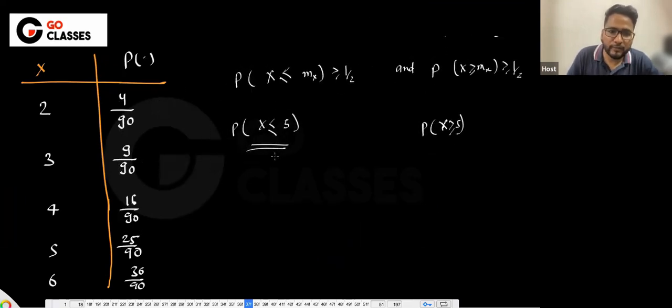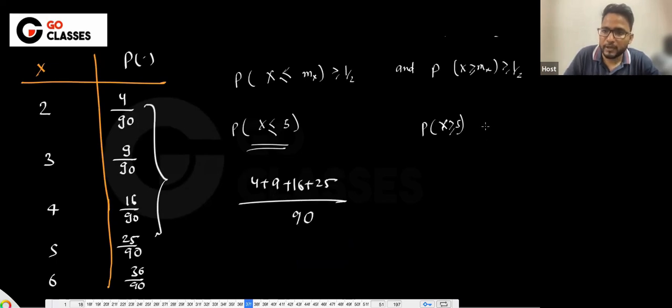X less than or equal to 5 matlab you will add all of these numbers. Just add all of these numbers. This is 4 plus 9 plus 16 plus 25 upon 90. And x greater than or equal to 5 matlab you will add all of these numbers, 25 plus 36 upon 90. Let's just check whether both of the numbers are greater than or equal to 1 by 2 or not. I hope you can easily check.